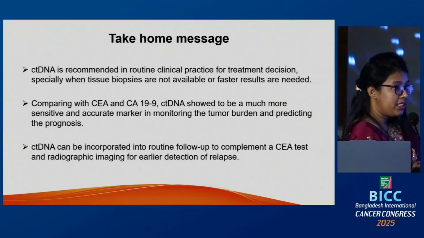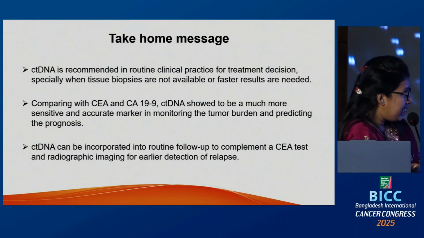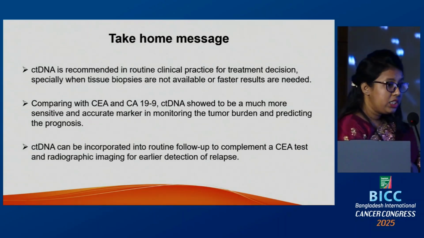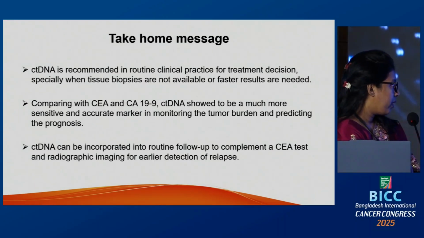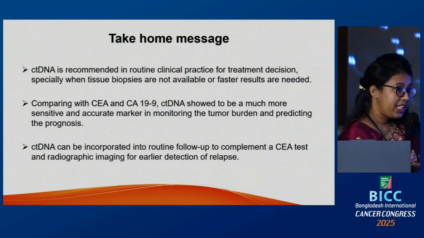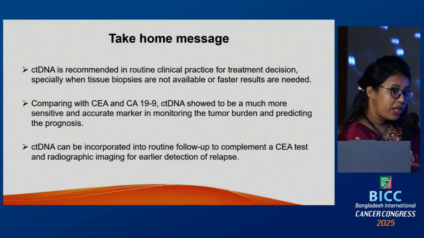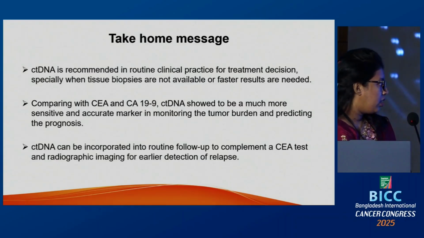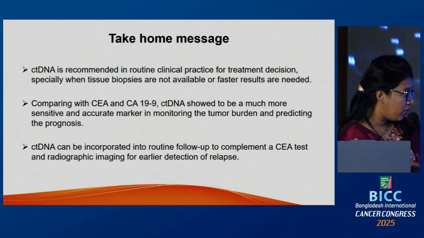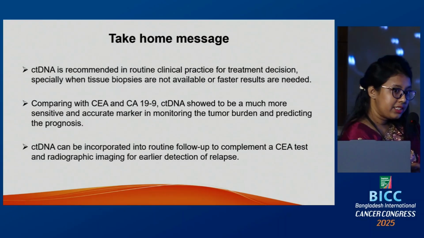From our discussion today, what should be the take-home message? ctDNA is recommended in routine clinical practice for treatment decisions, especially when tissue biopsies are not available or when faster results are needed. Compared with CEA and CA19-9, ctDNA has been shown to be a much more sensitive marker in monitoring tumor burden and in predicting prognosis. ctDNA can be incorporated into routine follow-up to complement CEA testing and radiographic imaging for earlier detection of relapse.